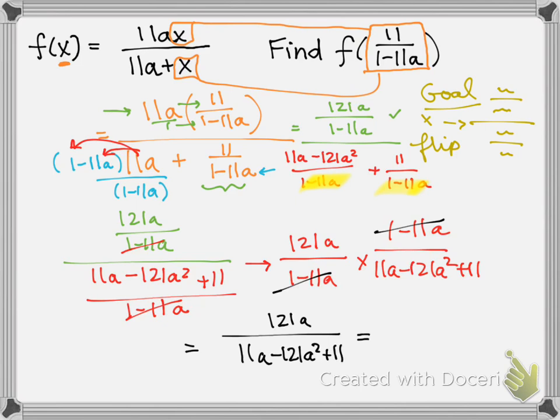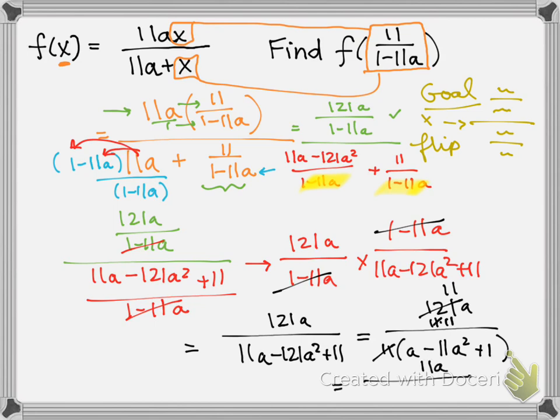In the bottom there's a common factor of 11, so you're able to do 121a over 11 times the quantity a minus 11a squared plus 1, and that value of 11 will divide into the 121 up top, because 121 is 11 times 11, so we're just going to cancel one of those. And what you're left with is 11a over a minus 11a squared plus 1, and you cannot simplify any further than that.